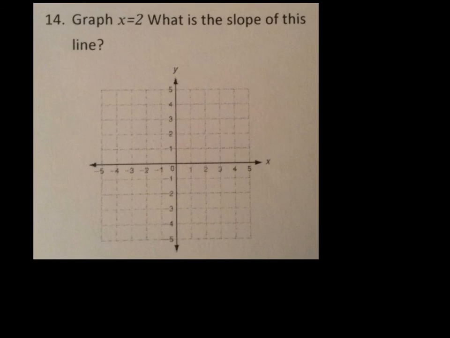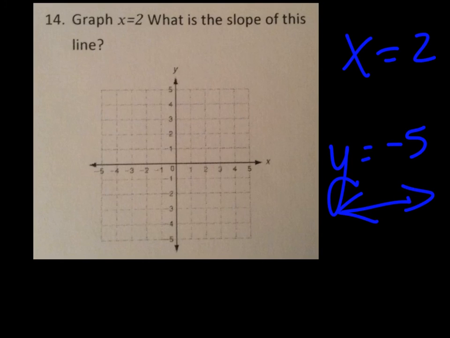Now, in this particular problem, notice it's x is equal to 2. Before, when we had y is equal to negative 5, remember, it was a horizontal line. Well, since this is x is equal to 2, that means x is always going to be equal to 2. And so that is this line right here. X is always equal to 2. Now, if you notice, what I can do is this. I'm going to pick this point. And I'm going to pick this point. Let's find the slope. Well, my rise is 1, 2, 3, so my rise is 3, but my run would be 0. Now, you can't divide anything by 0, so you know what? This is undefined.